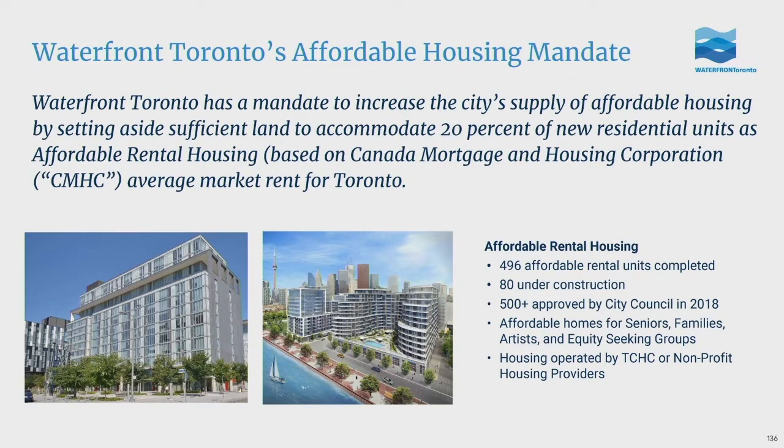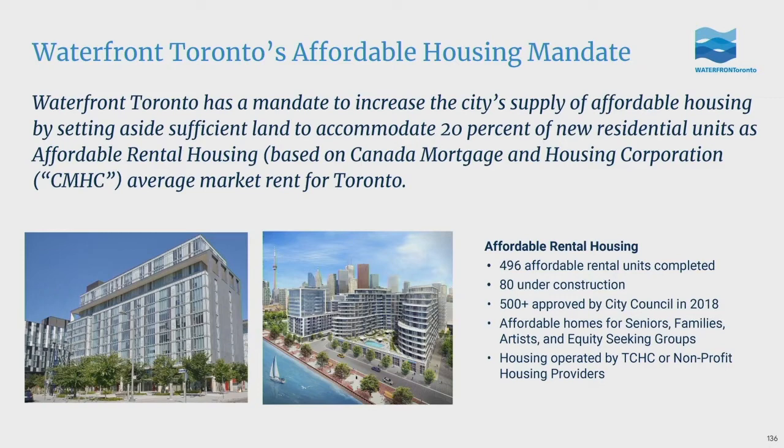To date, and under our mandate, we have created a little shy of 500 rental units with an additional 80 units under construction. In 2018 alone, City Council approved an additional 500 units of affordable rental housing in our designated waterfront area. These are homes for seniors, families, artists, and equity-seeking groups, and are operated by agencies like Toronto Community Housing and the nonprofit sector.